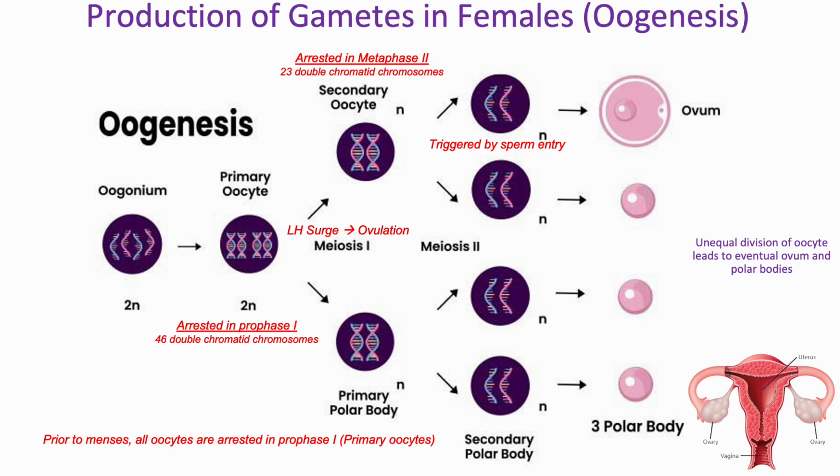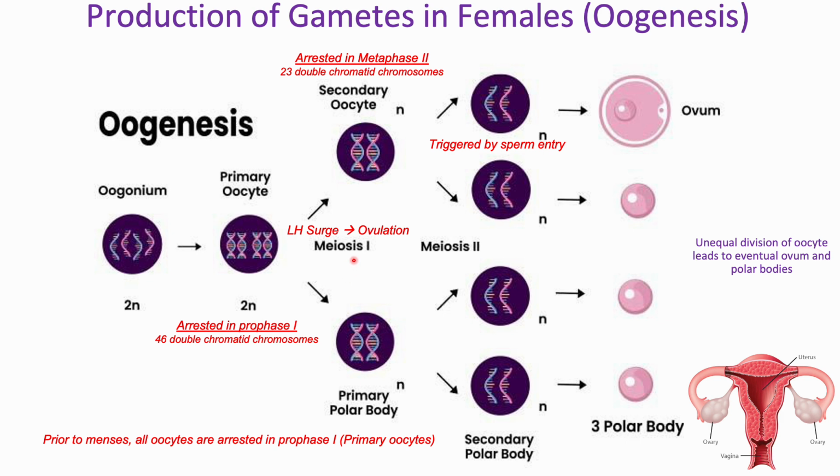Now, while we talked about meiosis 1 and meiosis 2 occurring naturally in males, just as you've learned previously, the production of gametes in females, known as oogenesis, is slightly different. The big thing here is that in development of your gametes, all of the eggs for a female are going to be arrested as primary oocytes in prophase 1 sometime before the start of menses. Okay, so all of those primary oocytes are arrested in prophase 1, so right at the beginning of meiosis. And at this point, they contain those 46 double chromatid chromosomes, because they haven't gone through meiosis 1 yet, so that means that they haven't gone from diploid to the haploid stage.